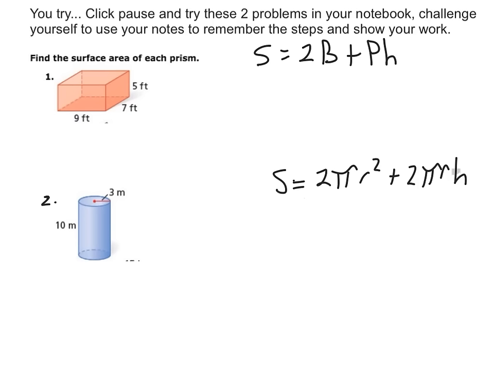Okay, for number 1, the surface area of this rectangular prism. So I'm going to use the formula 2 times the base area. The base area is going to be 9 times 7. To find the area of one of the bases, I do 9 times 7, and I have to double it because there's two of them. There's the bottom one and there's the top one. So I'd be finding the area of both of the surfaces that are the base. The base is the bottom and the top.